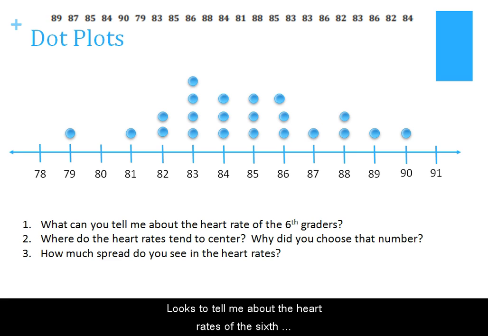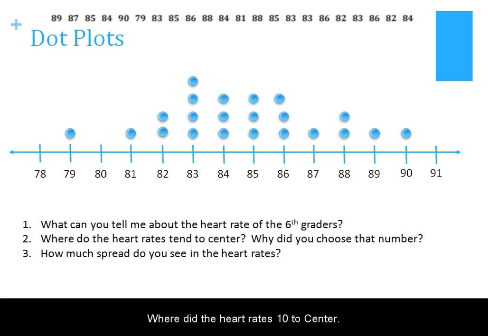Question 1. What could you tell me about the heart rates of the 6th graders? Very similarly, asking about a certain average. Based on the picture below, what do you think the most common heart rate is for 6th graders? Would you say it's anywhere between 82 and 86, where the chunk is? Question 2. Where do the heart rates tend to center? And that'll be around that same part right there. And why did you choose that number?